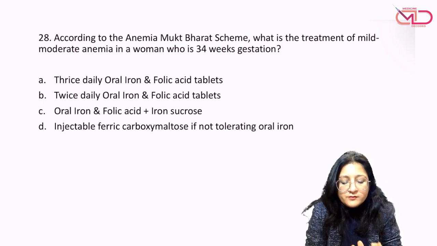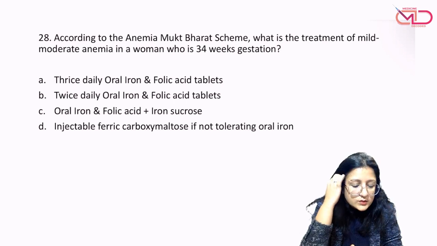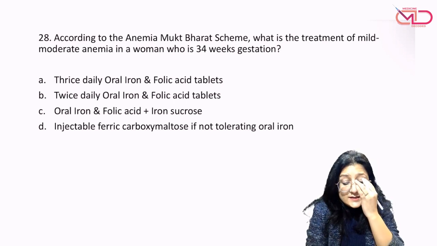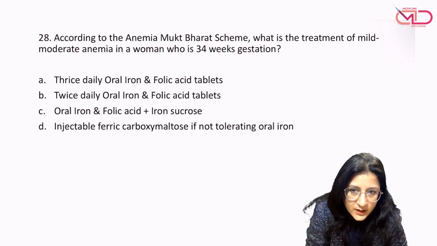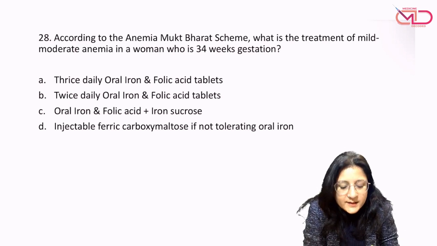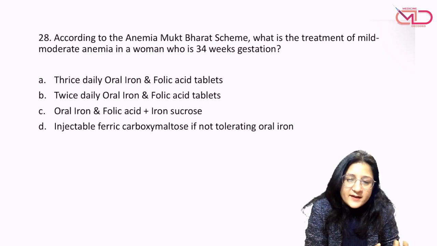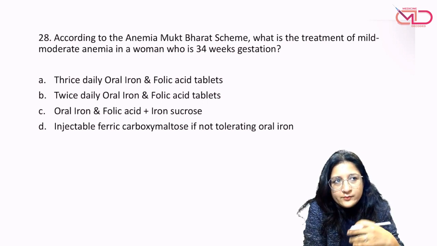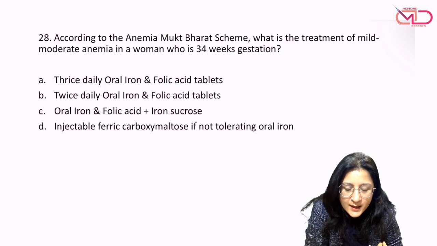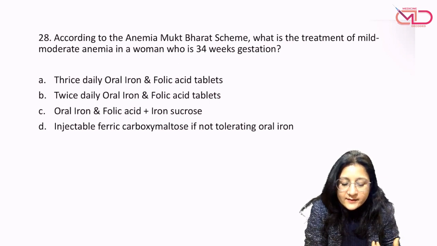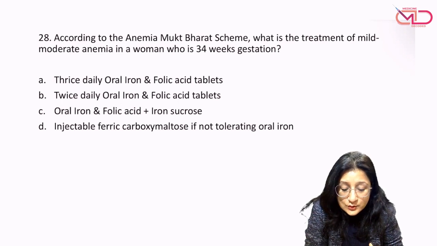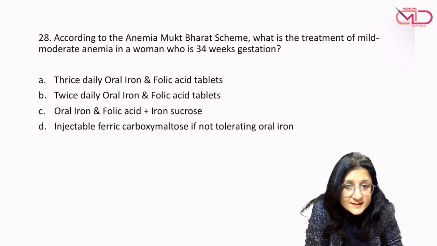What is the treatment of mild to moderate anemia in a woman who's 34 weeks of gestation? Now, since she's 34, I am more in favor of giving injectable iron. So I would not go for twice daily or thrice daily oral iron folic acid. I am more in favor of giving injectable iron. Now, option number C, again, there's a discrepancy regarding the options also. Now, oral iron folic acid plus iron sucrose.